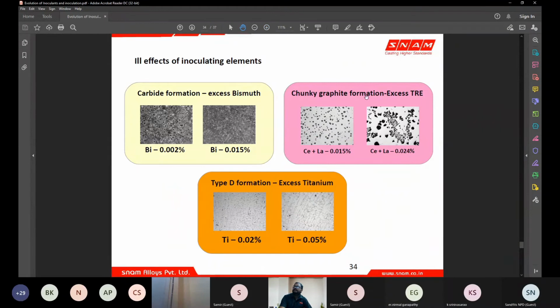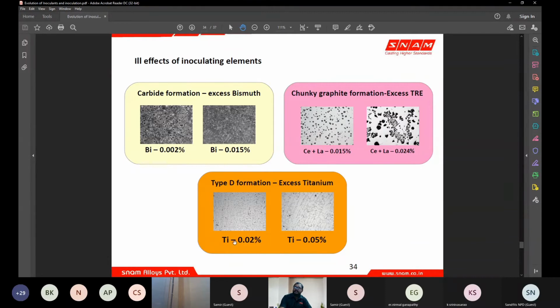And when you have excess TRE in your inoculant or in the total system, and if your inoculant is cerium or lanthanum based and you start increasing your inoculation, you can end up getting chunky graphite in your castings. So cerium and lanthanum inoculants are good in giving good nodule counts, supporting magnesium in giving good nodularity, but excess of this can lead to chunky graphite.